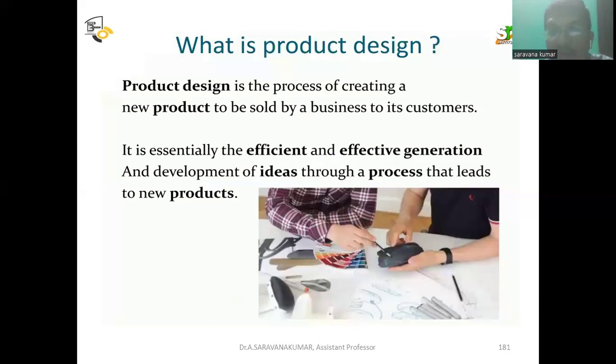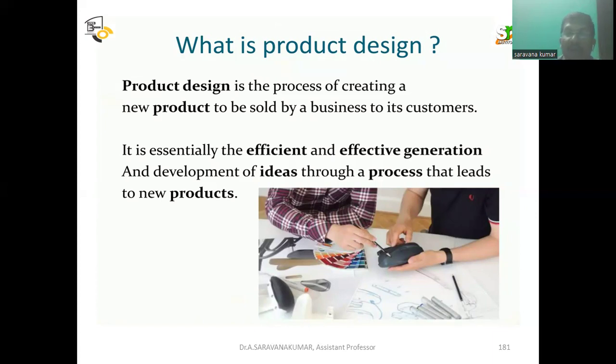Next we are going to discuss a very important topic, product design. So what is product design? If you are going to design a product, product design is the process of creating a new product to be sold by a business to its customers. If you have an idea, you are going to design your product. It is essentially the efficient and effective generation and development of ideas through a process that leads to new products. So that is product design.